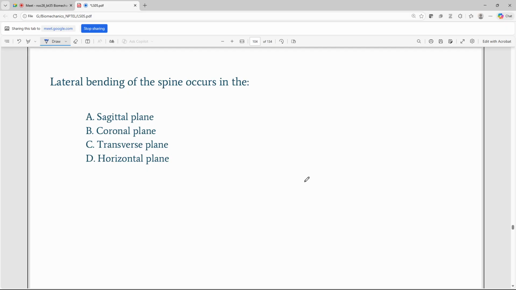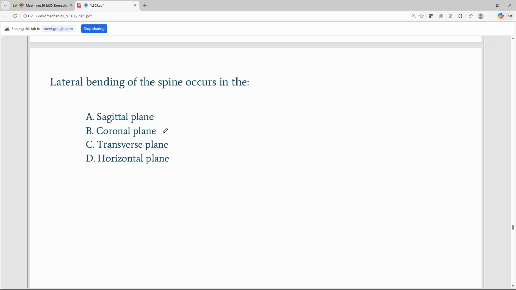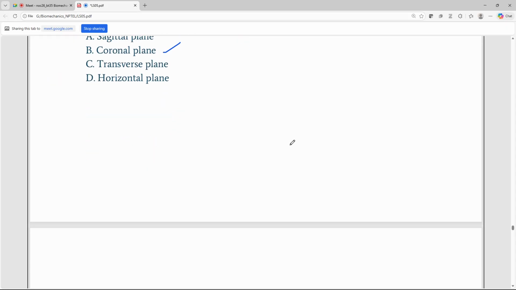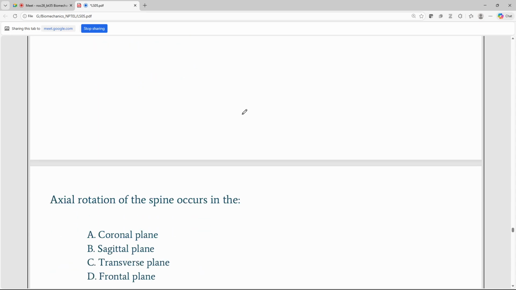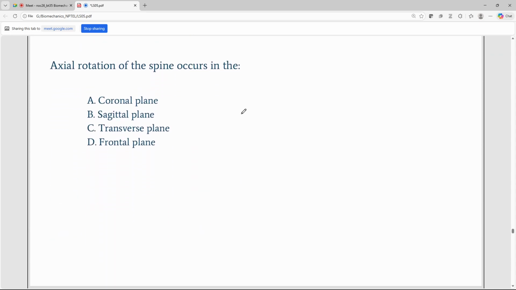Lateral bending meaning sideways bending, and that occurs in coronal plane. The lateral bending of the spine occurs in the coronal plane. Next question. The axial rotation of spine occurs in which of the following planes? Options are coronal plane, sagittal plane, transverse plane, and frontal plane.